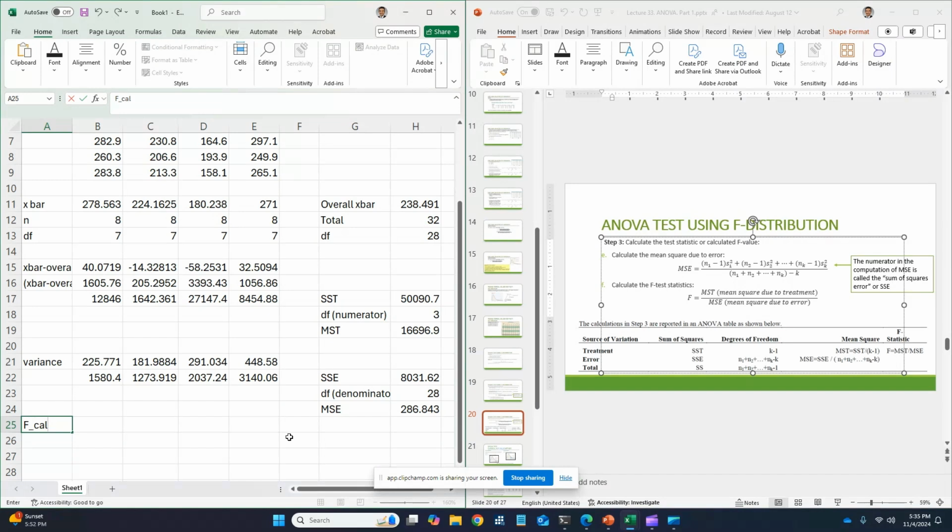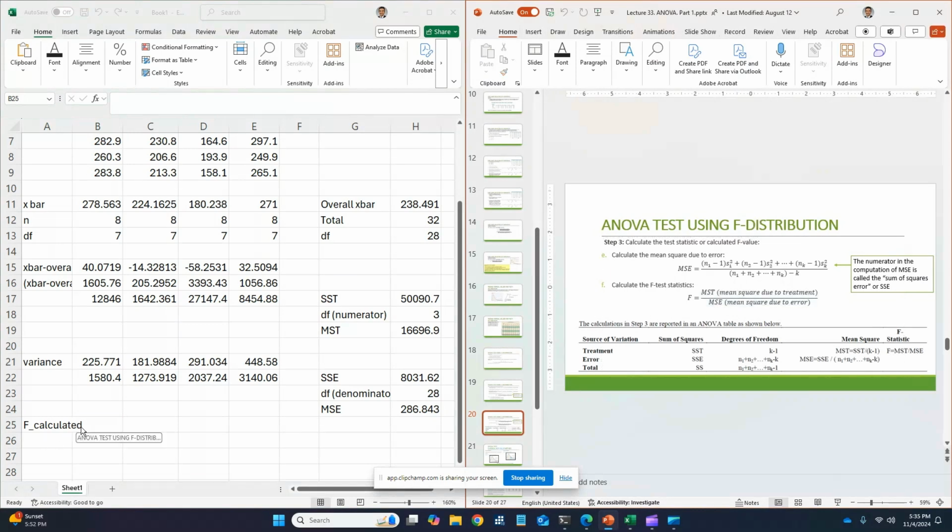So now we can go ahead and calculate the F. This is the calculated F, or you can call it F naught, F0, something like that, as it says in your PowerPoint sheet. And then now we have these two numbers ready. We can just calculate the ratio. Calculated F is MST over MSE. Okay, so it's 58.2091.